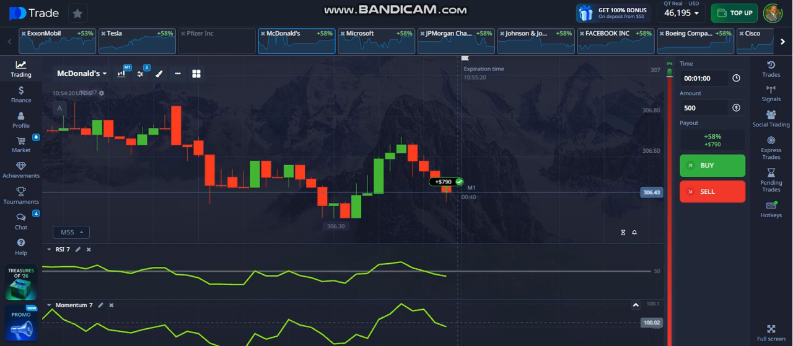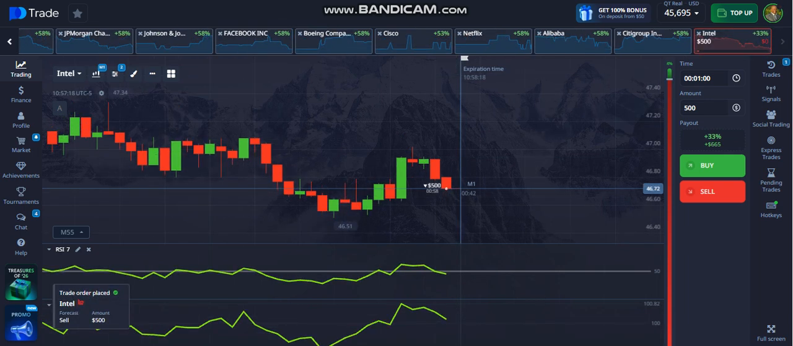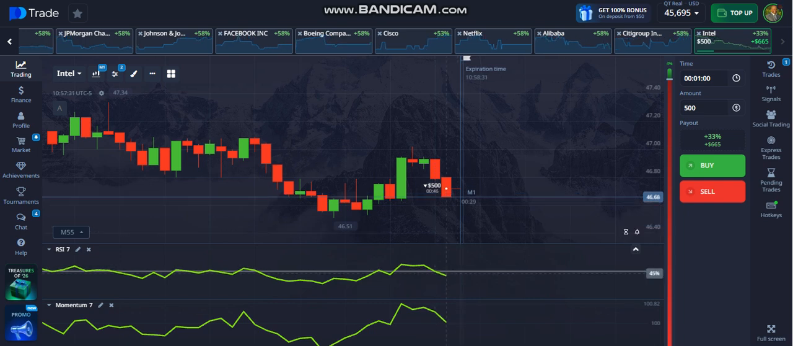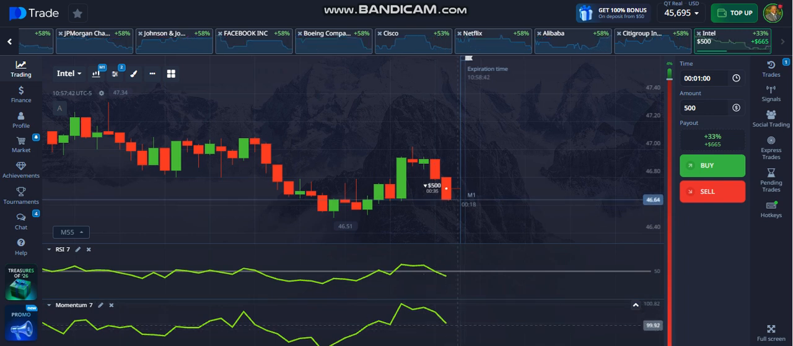Okay, good. So we won that trade. So I'm going to pause the video and look for the next setup. Okay, so I'm on Intel stock right now, and I just took a sell trade. The reason why I took the sell trade, similarly to the previous trade, I waited for the RSI line to cross below the 50 line here. In addition to that, the momentum indicator is showing a downward sloping line here. So we have our two confirmations.